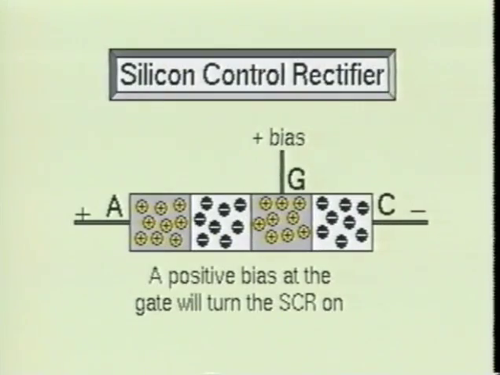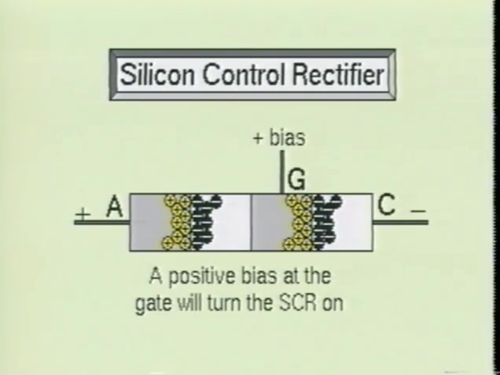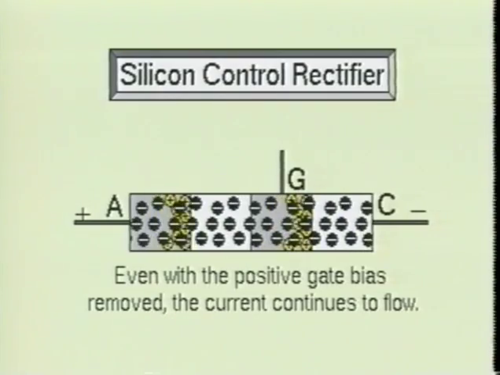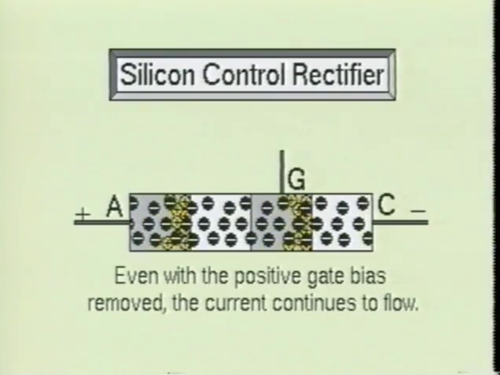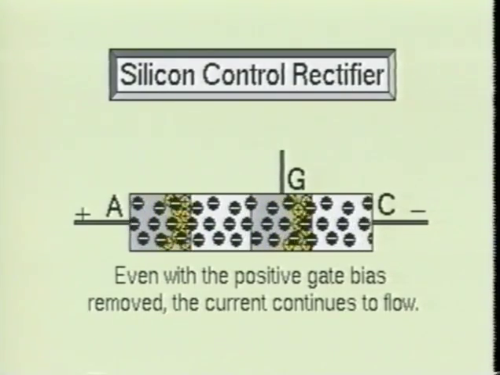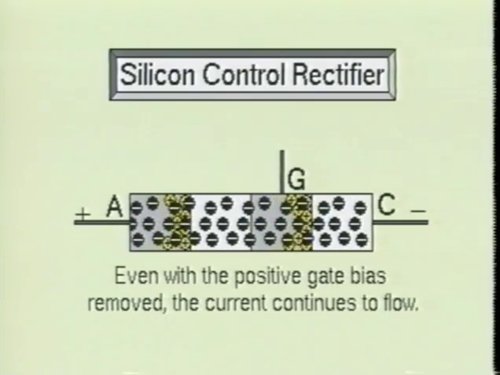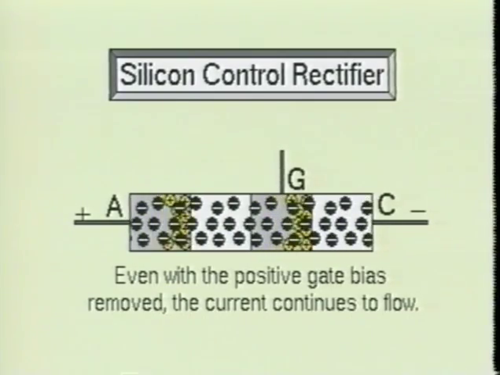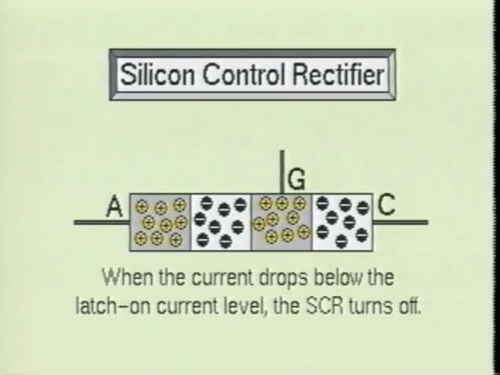When a positive voltage is applied at the gate of the device, the gate cathode junction will become forward biased. This allows the SCR to turn on. Once the SCR turns on, it will remain on even if the gate signal is removed. When the SCR turns on, it reacts much like a regular forward biased diode. The SCR will remain on as long as the current flowing through the device remains above its latch-on current level. When the SCR drops below this level, it turns back off.